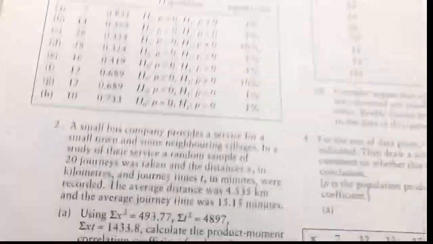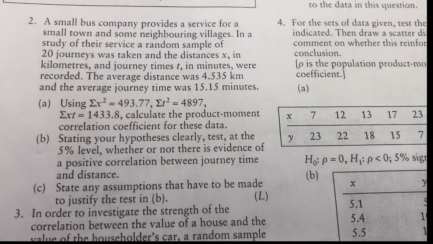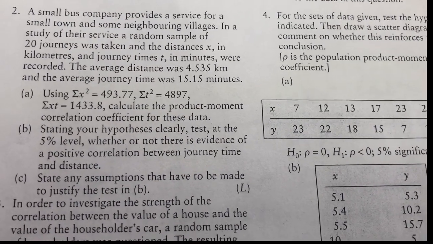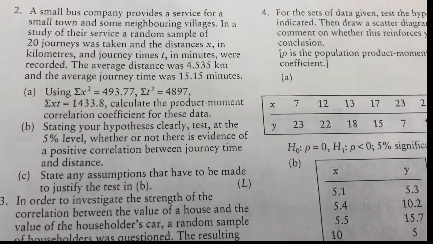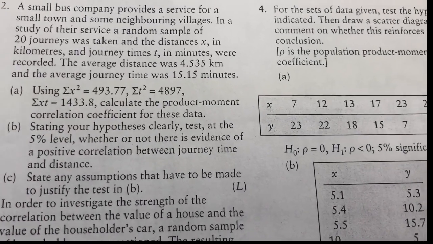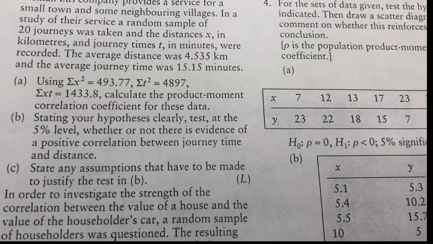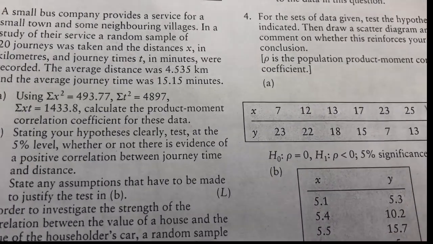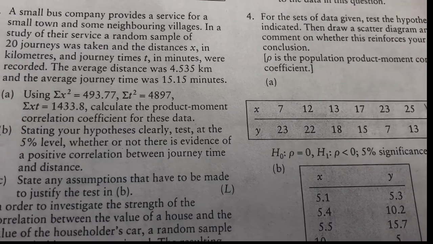Okay, now I'm going to do this example quickly. I'll send you this sheet here. I don't want to use up too many of these good examples, but I will do question 2 here and then send you the sheet. A small bus company provides a service for a small town and some neighbouring villages. In a study of their service, a random sample of 20 journeys was taken and the distance x in kilometres and journey times t in minutes were recorded.